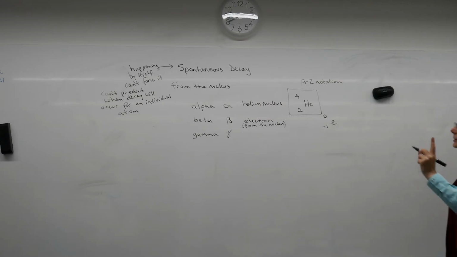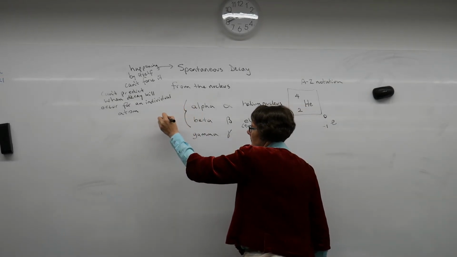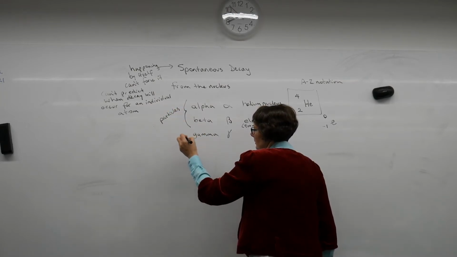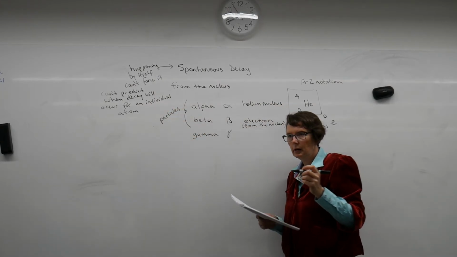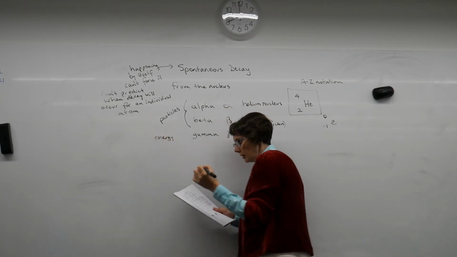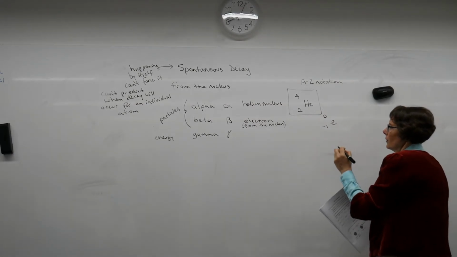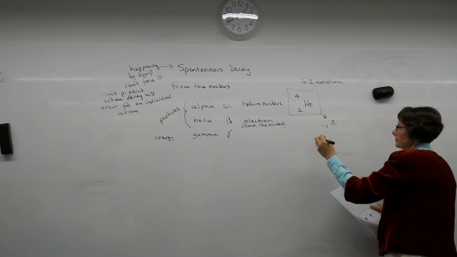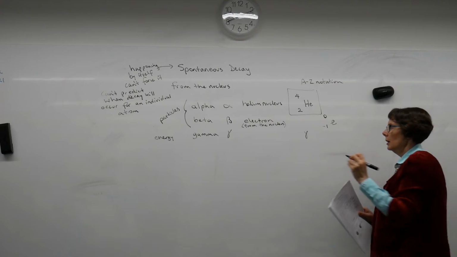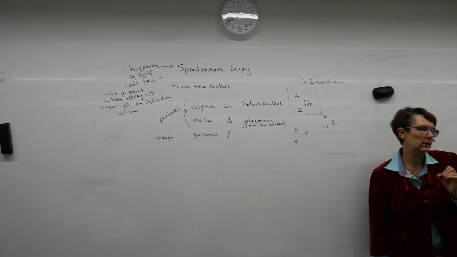So these two are actually particles. Gamma is just energy. It doesn't have a particle. So if I'm going to write gamma, and its energy, it has no charge and no mass.